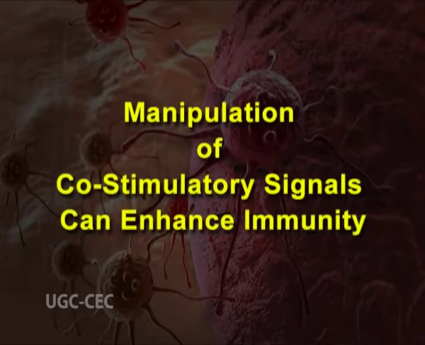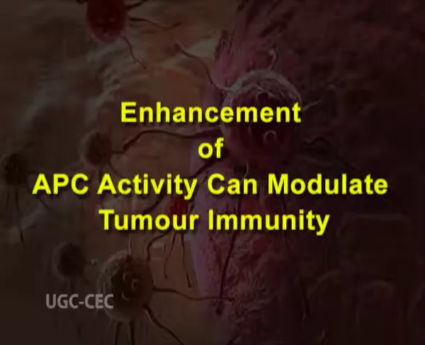Manipulation of co-stimulatory signals can enhance immunity. The immune response against tumor cells can be enhanced to eliminate them. The co-stimulatory signal can be enhanced by transfecting the gene coding for B7 ligand into tumor cells. The B7 ligand produced by the tumor cells will provide an enhanced co-stimulatory signal to T cells and activate them.